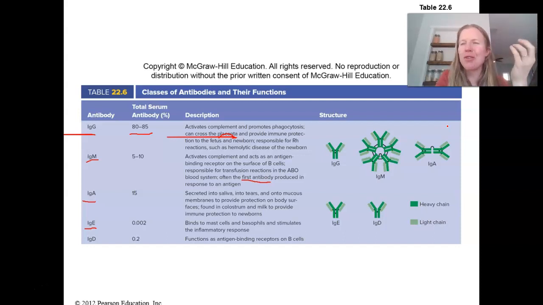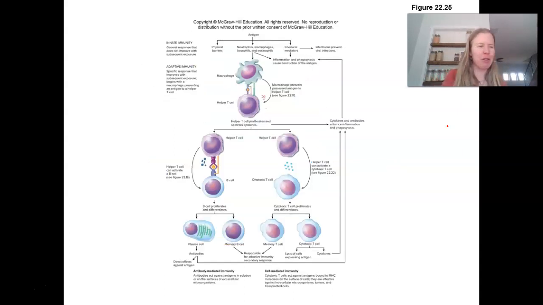So those sorts of things, right? So antibodies physically are attaching to those foreign antigens on our pathogen and doing something: neutralization, agglutination, attracting phagocytes, opsonization, etc. Okay, now we can go to the review slide.